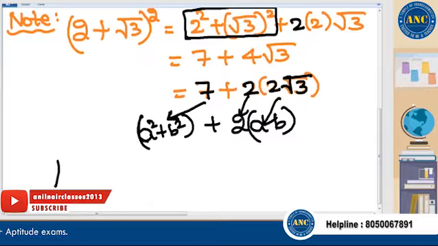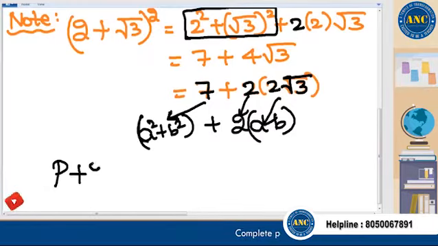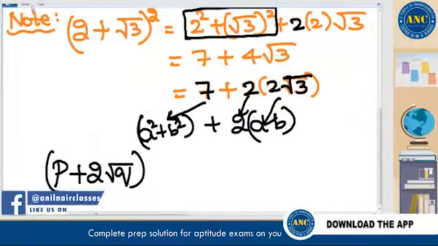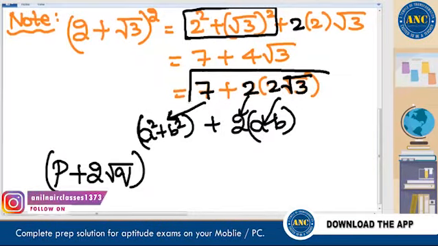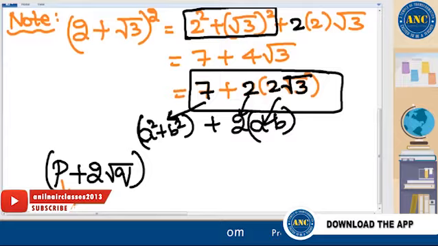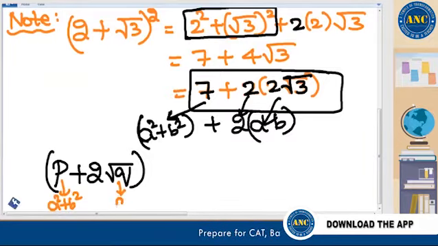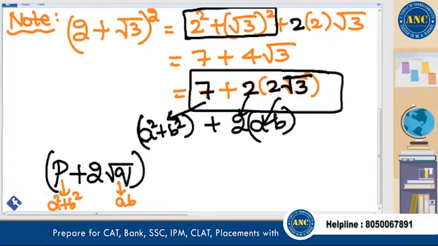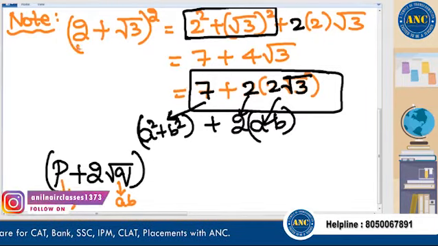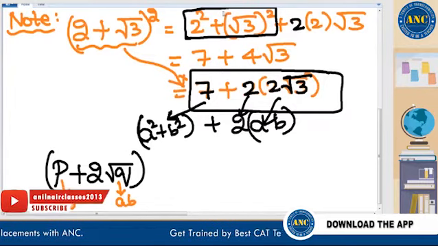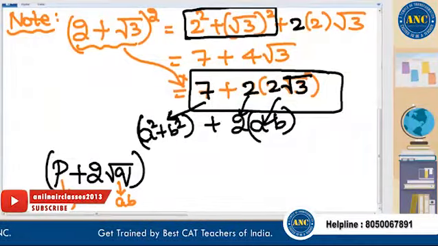That means, in general, if it is p plus 2 root q, I can say this p value will be nothing but a square plus b square, and this root q value will be nothing but the ab value, right? Now see here, sir, from a plus b whole square we derived it. Now let us understand the reverse approach of it.